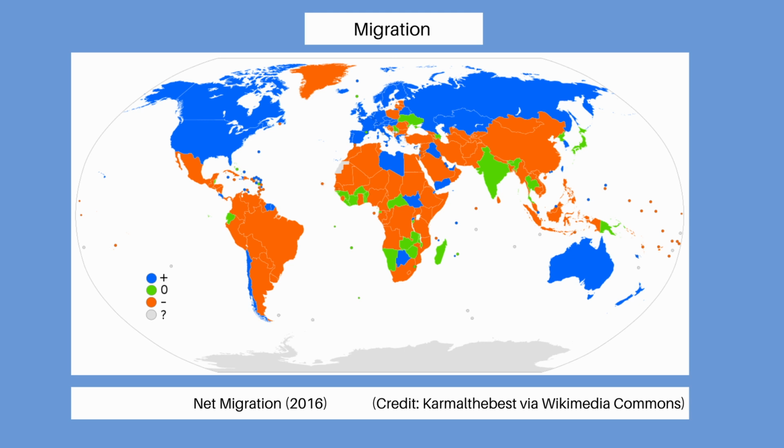This map shows net migration, which is the number of people moving into a country minus the number of people who moved out. Countries that are positive on this map had more migrants arrive than leave in 2016.